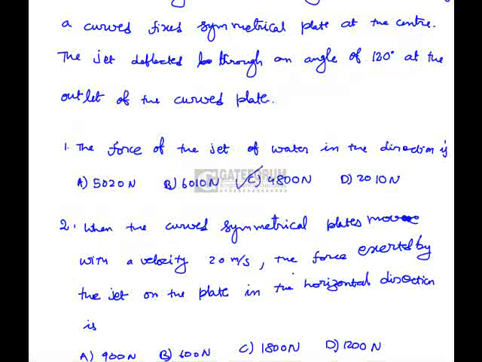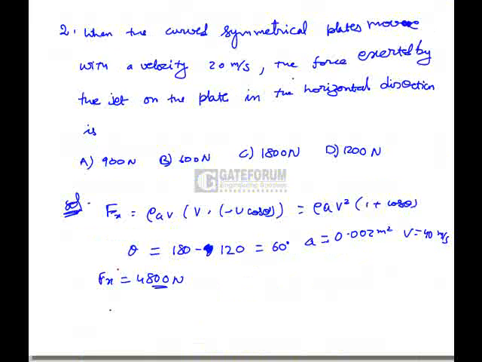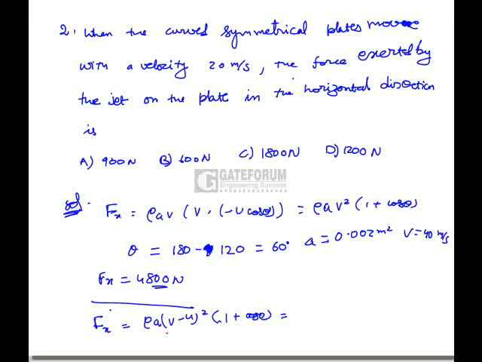Coming to the second question, we'll have to find out the force exerted by the jet when the plate is moving with a velocity of 20 meter per second. When the plate is moving, the force exerted by the jet is given by rho a into (v minus u) whole square into (1 plus cos theta), which gives a value of, we have all the values. V is the velocity of the jet, u is the velocity of the plate, and rho is the density of water, and a is the cross sectional area of the jet, which gives a value of 1200 Newton. So in the options, the correct option is D. D is the right answer for the second question.